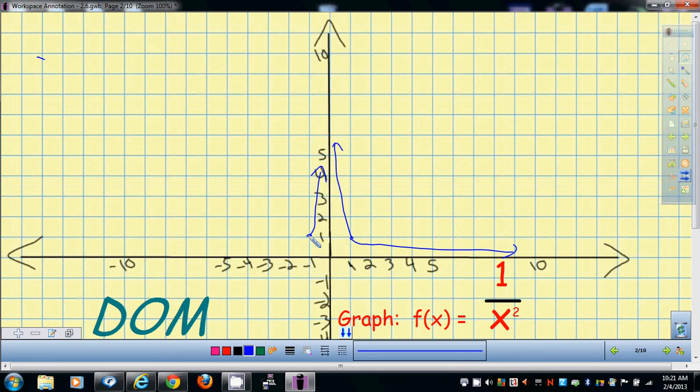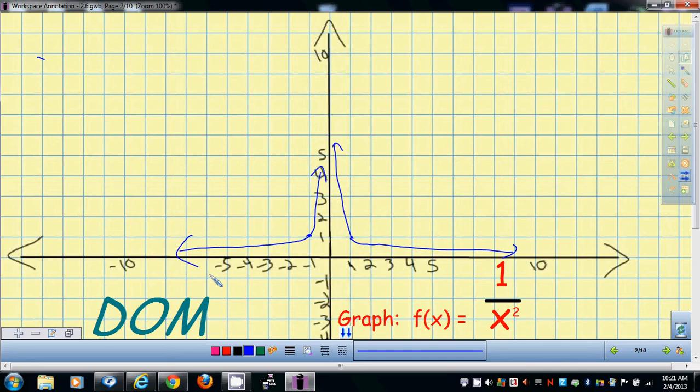But something like that. 1 over x squared looks like this. And we're looking at 2 different parent functions today. We're looking at 2 whole new functions. One is 1 over x squared, which looks like that.